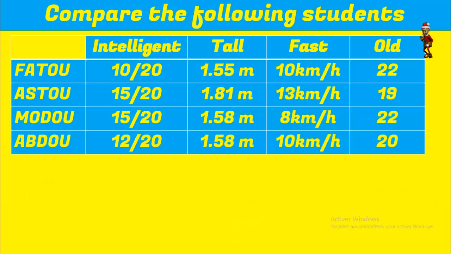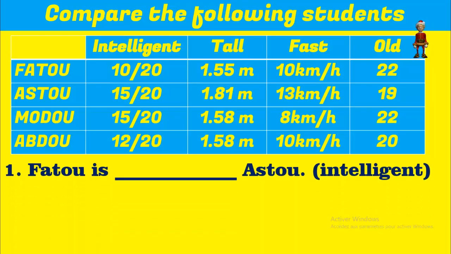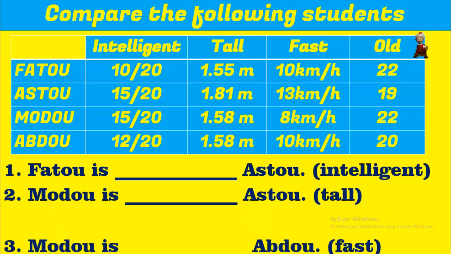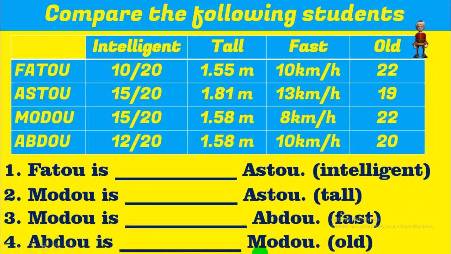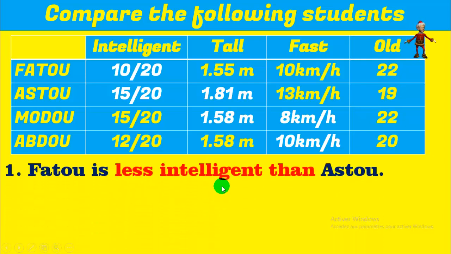Another chart. Fatu and Astu, intelligent. Modu and Astu, tall. Modu and Abdu, fast. And Abdu and Modu, old. So look at the chart. Here you have Fatu and Astu, 10, 15. Here 1.81, 1.58, 8 kilometers, 10 kilometers, and the age also. So Fatu is less intelligent than Astu. 10 sur 20, c'est moins intelligent que 15 sur 20.